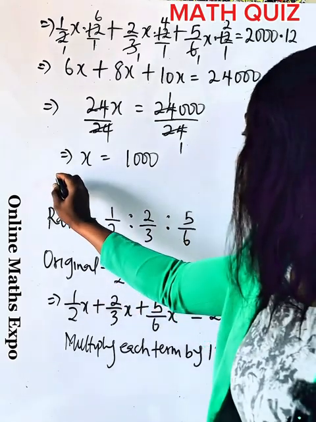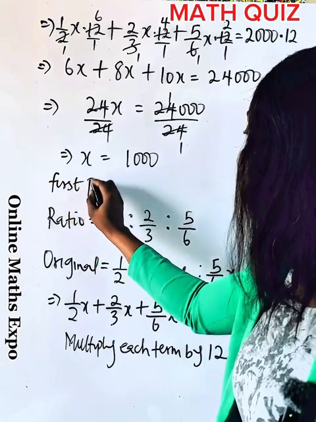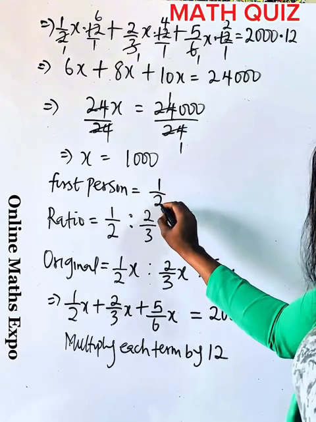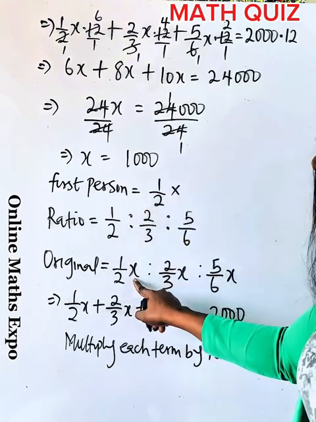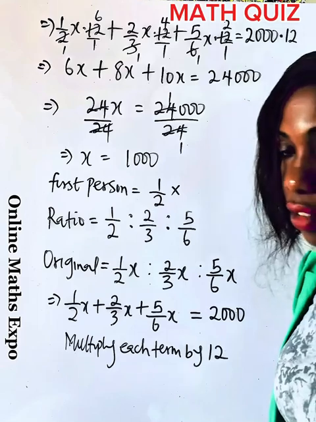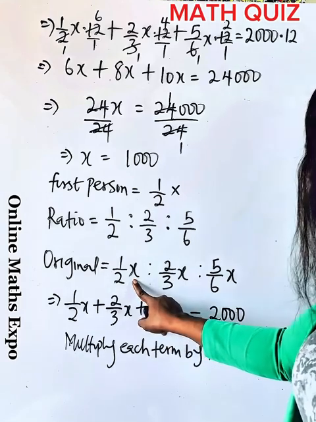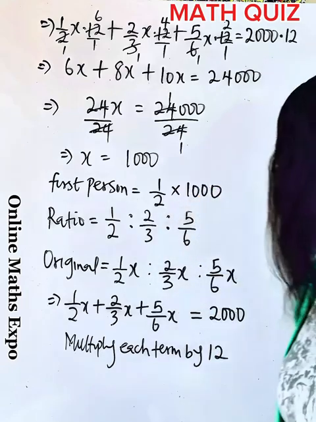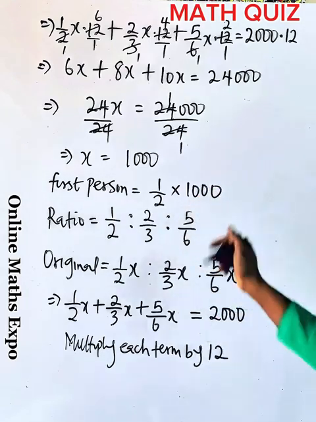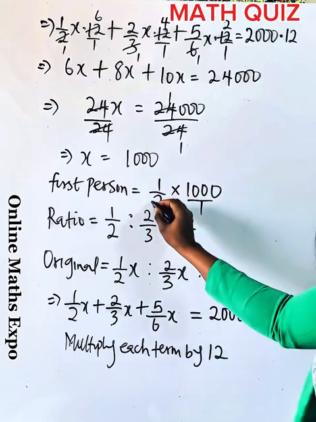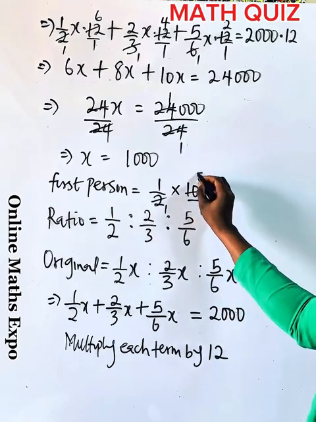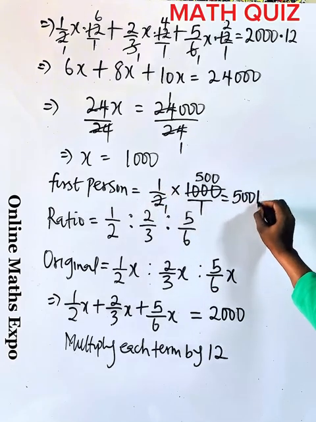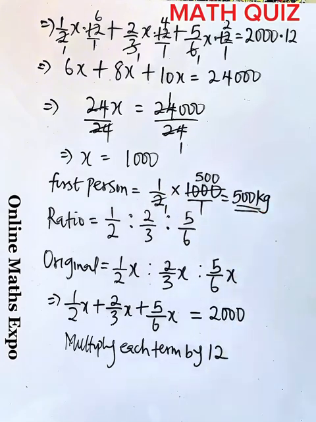For the first person, we are going to have half multiplied by our x. We are getting the original value. Our x is 1,000. So we have half times 1,000. If you simplify, this is over 1. So here is 2, here is 1. 2 here will give us 500. 1 times 500 gives us 500 kilograms for the first.